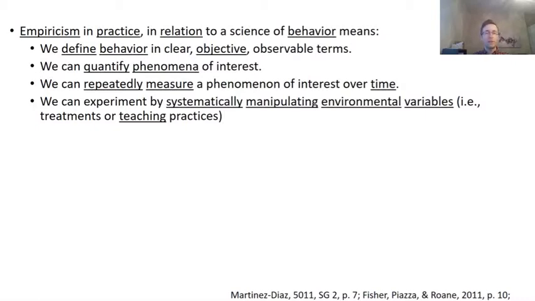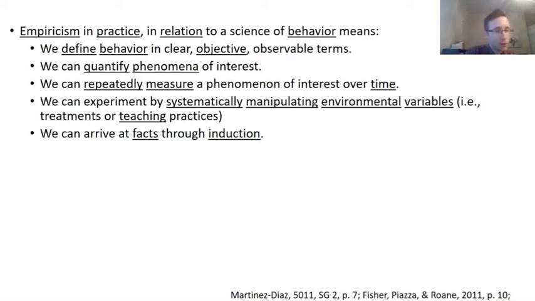In the tangible condition, the experimenter took a turn with a high preferred item, and then if and only if the child engaged in challenging behavior, they were given access to the item. So those are very specific conditions that consist of the systematic manipulation of different environmental variables in a way that allowed for experimental evaluation of the function of the challenging behavior. And we can arrive at facts through induction, which we're going to talk about a little bit more in the next couple slides.